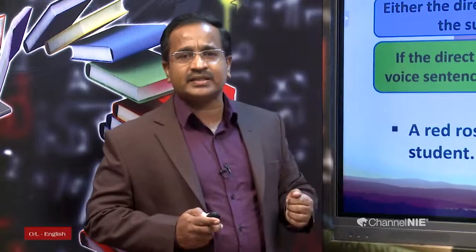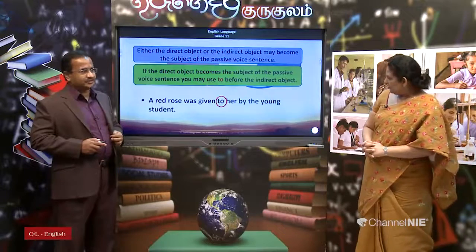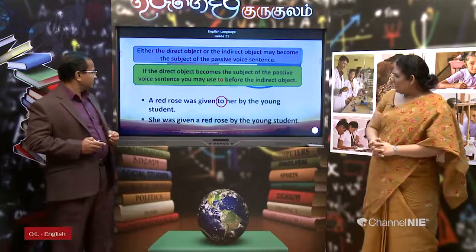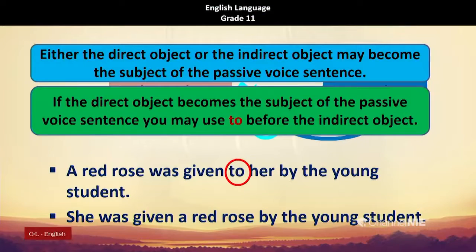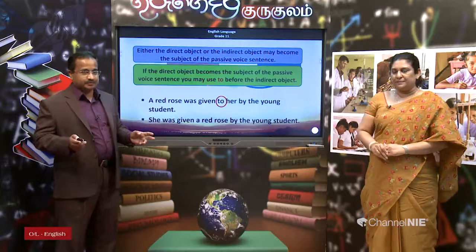And the next one, the indirect object can be used as the subject of the passive voice sentence. Have a look at this sentence. I think Nirmala is going to read it. A red rose was given to her by the young student. The next way, she was given a red rose by the young student. Right, she. So, the word her becomes she here because it becomes the subject of the passive voice sentence. Right. Now, we are going to move towards the next slide.